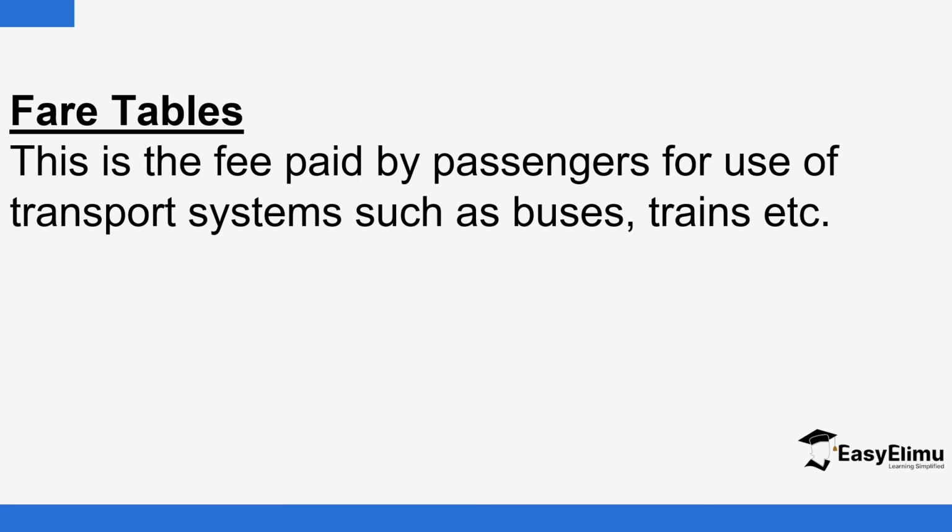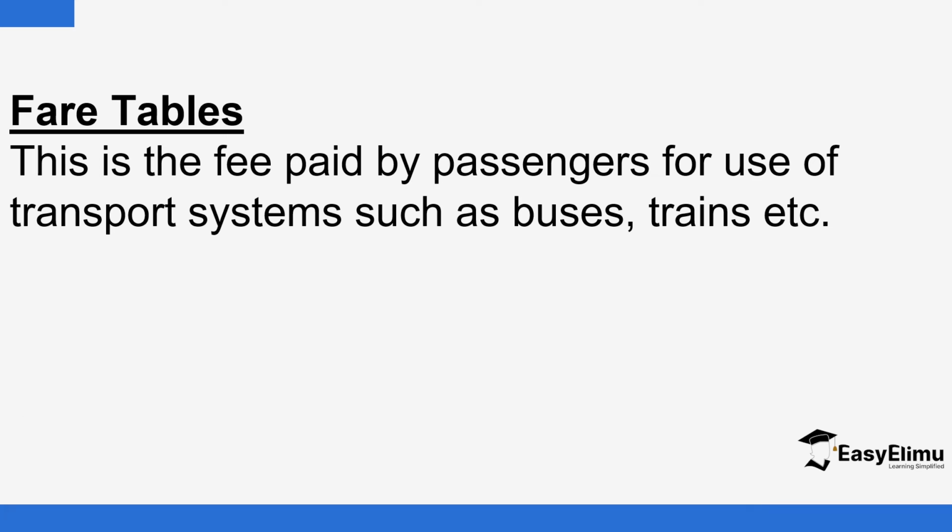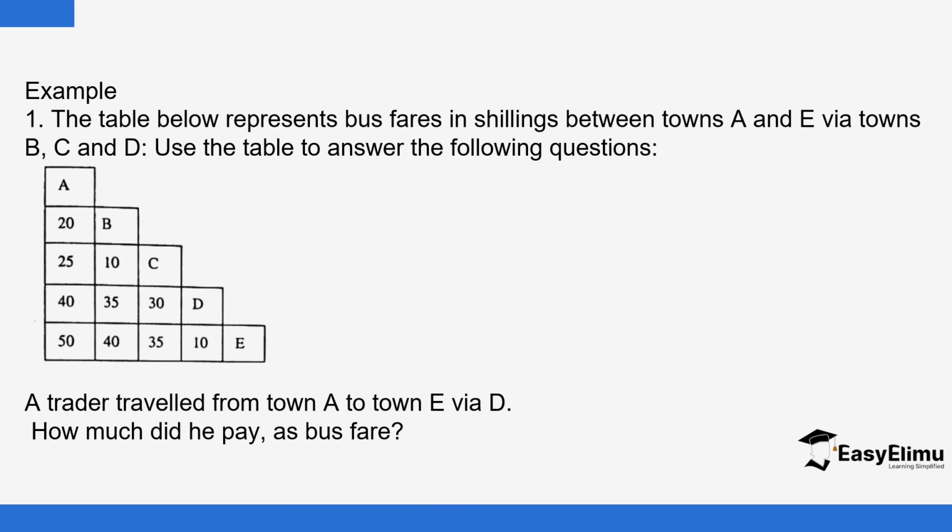So when you talk about fare tables, we simply mean the fee paid by the passenger as they travel from one point to another point. Maybe it could be one town to another town. We previously looked at the time taken, but now we want to see the schedule in terms of fee paid by the passengers for use of the transport system as scheduled, maybe a bus, a train, and others. So this is how it looks like.